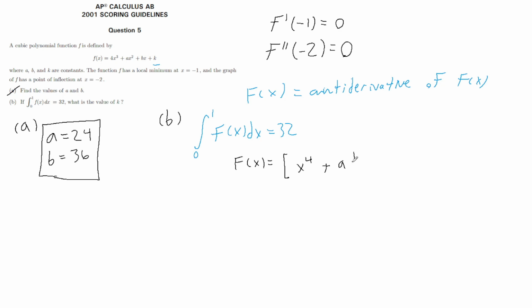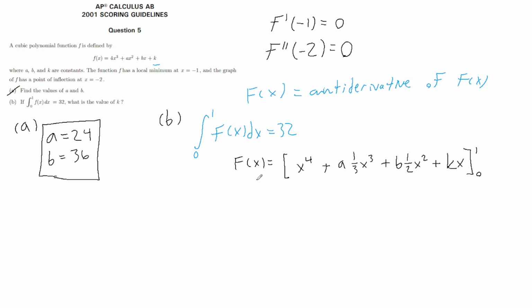And then it's going to be plus a times 1/3 x cubed, because if we take the derivative, we'd have a times x to the power of 2. And then we're going to do plus b times 1/2 x squared. And that works. And then plus kx, because if k is a constant, then we just add an x to it when we're taking the antiderivative. So then our interval is 0 to 1.